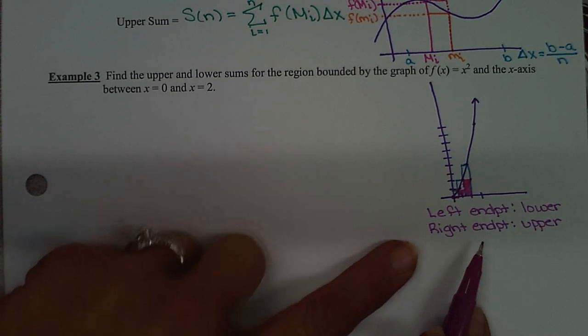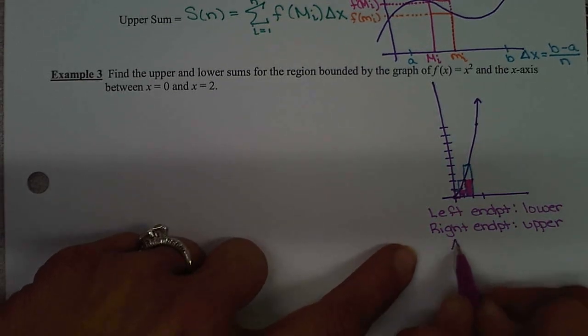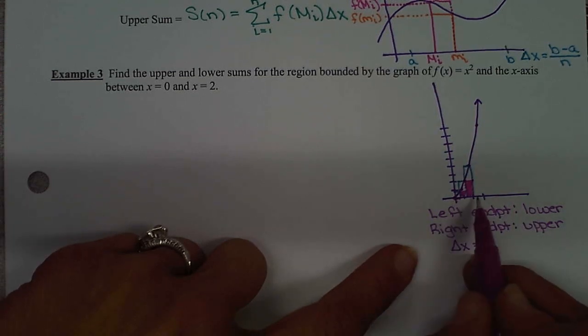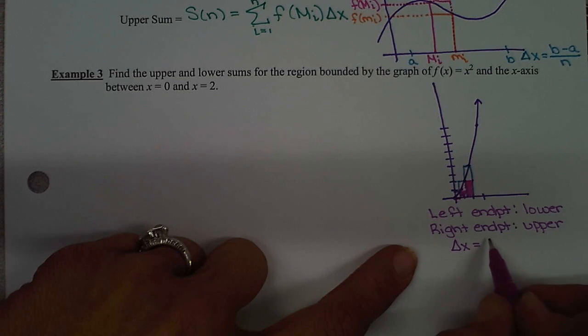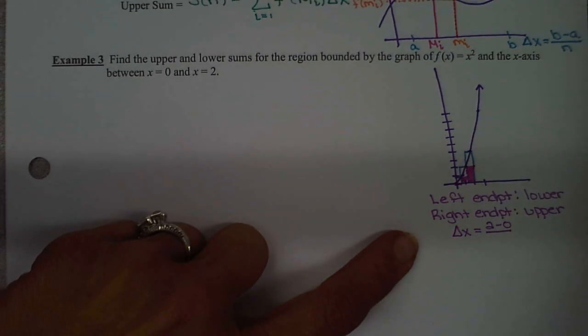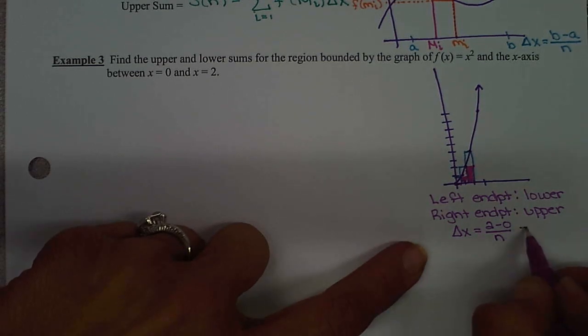And I can also figure out right here my delta x. I'm going from 0 to 2. So you need to take 2 minus 0 and then divide it by how many rectangles. Now, just for visualization purposes, I put in 3, but we're going to use n for n number of rectangles. So that ends up making my delta x just 2 over n.